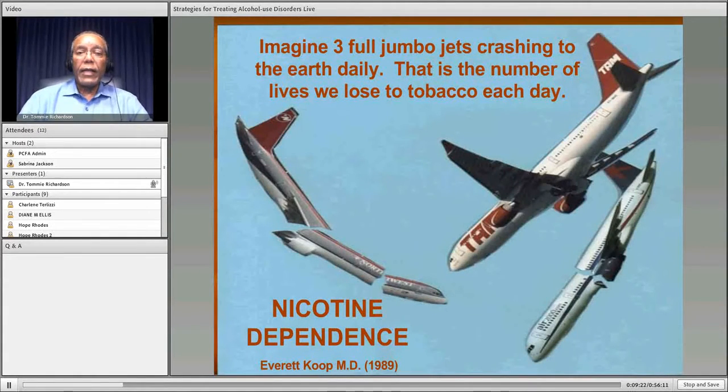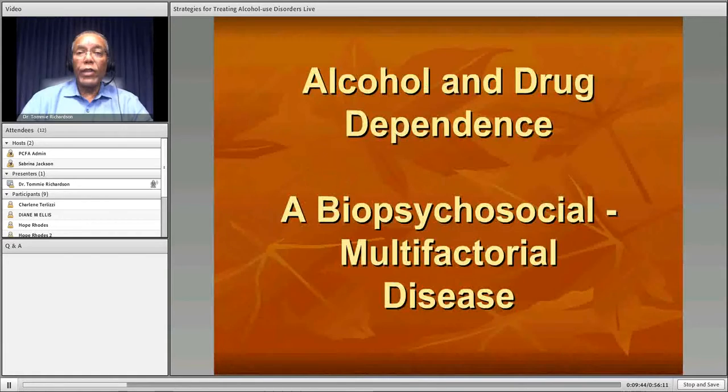And this is nicotine. I know we're not talking about nicotine, but I'd like to point this out. Approximately 3 jumbo jets crash into the earth daily with everybody dying. That represents the number of lives each day that we lose to tobacco. So nicotine and alcohol usually go together, so it's a great problem.